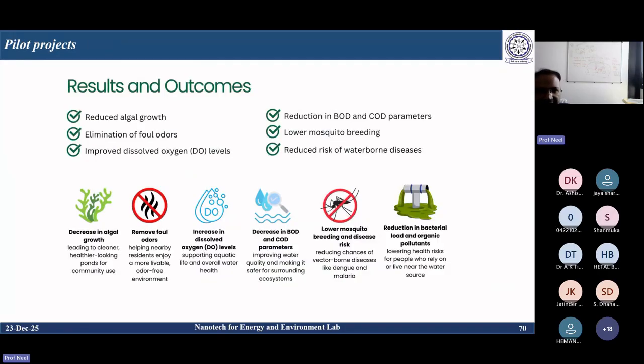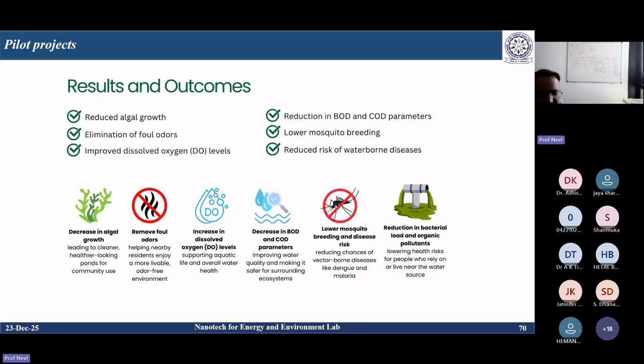So with this, I'd like to conclude my presentation. So the major outcomes in case of lake and pond: we have seen there is no algal growth, foul odor was removed. The DO level was increased drastically. The BOD COD parameters were reduced drastically. No mosquito breeding was observed after the treatment. There is no risk of waterborne diseases in this case, right?